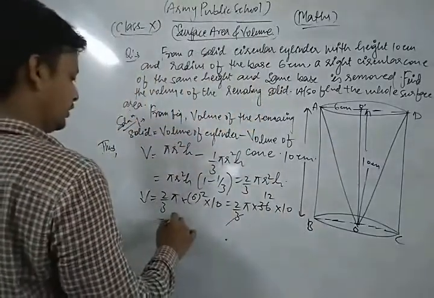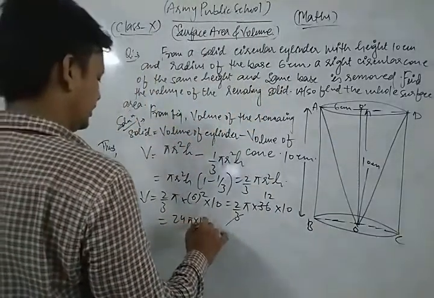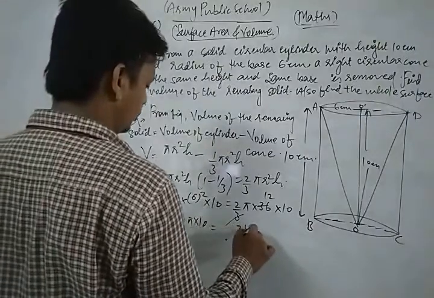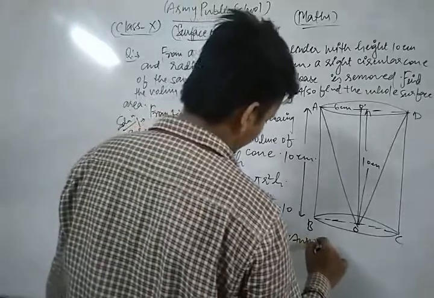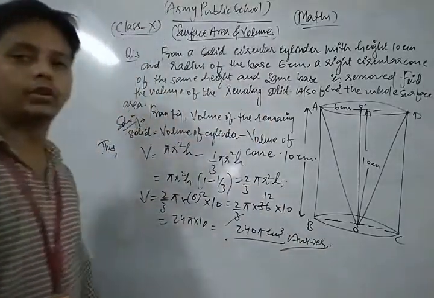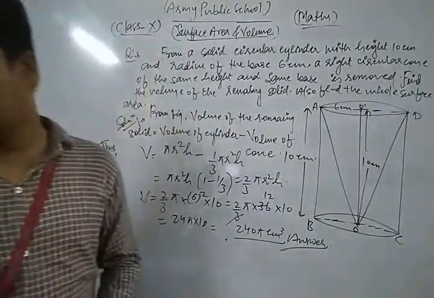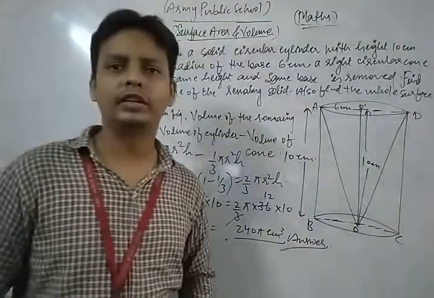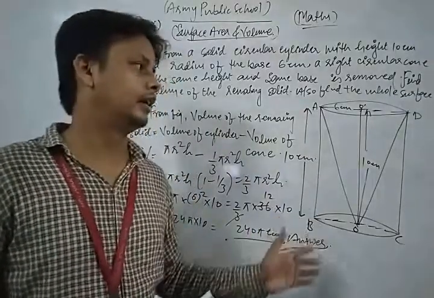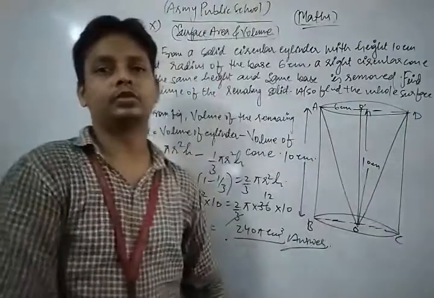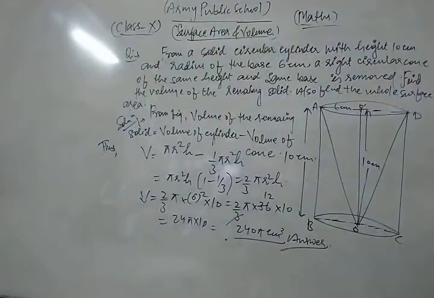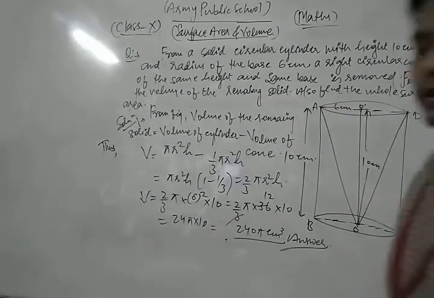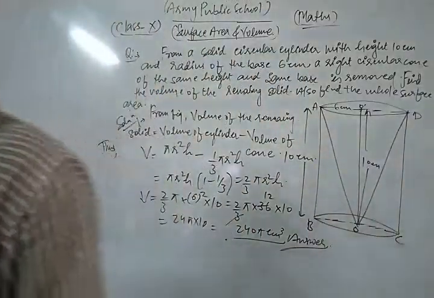Okay, so this is 24 pi into 10. This is 240 pi centimeter cube. This is the volume of the remaining solid when a cone of the same base and same height is removed from this cylinder. Okay, this is a very important question.